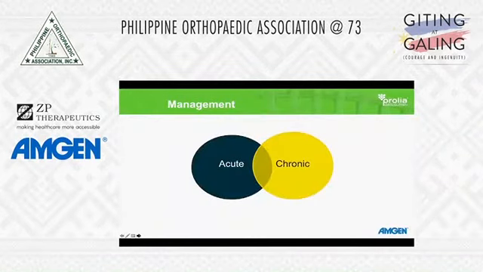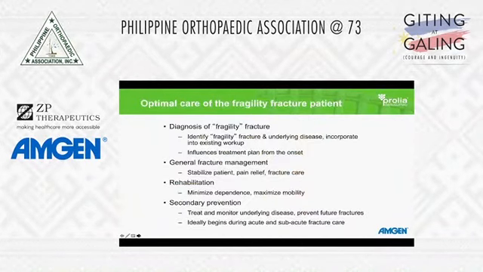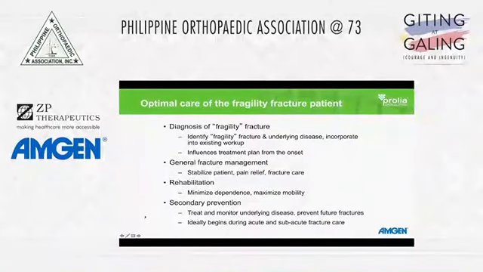So the management includes both acute management of the fracture, but this cannot be separated from the chronic management of the underlying osteoporosis. So remember, optimal care of the fragility fracture patient doesn't just involve diagnosis and fracture management acutely, but also rehabilitation and secondary prevention as part of the treatment itself.